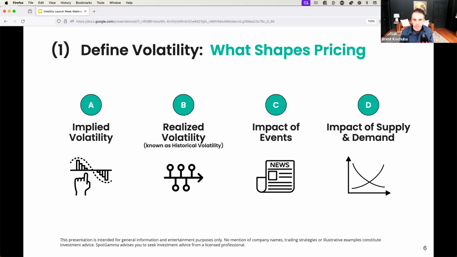Then the second one is demand for options. We're going to be covering all these in depth, but the more people buy or sell of different options, that changes the implied volatility of options. And then lastly, but certainly not least, is realized or historical volatility. In other words, how much has the market been moving? That is oftentimes a great baseline for understanding what the market or a given stock is going to do in the future.